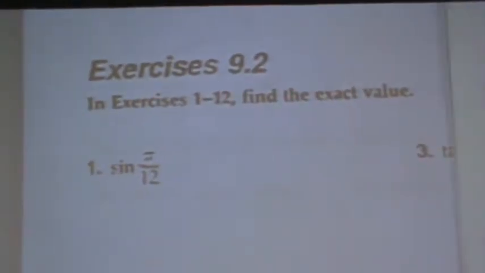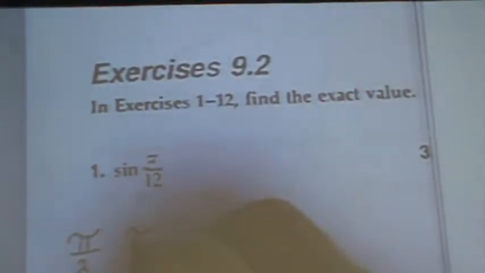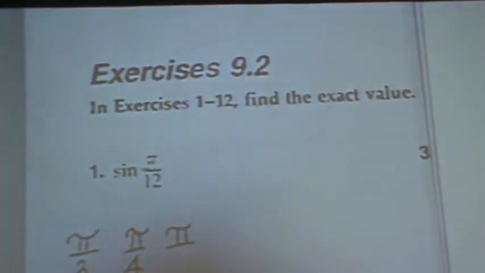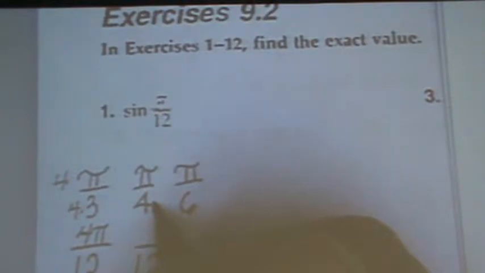So what you need to do is look at pi over 3. Look at pi over 4. Look at pi over 6. And let's convert these to 12s. All of them have to be converted to 12s. So if you multiply this by 4, you have to multiply this by 4. So this would be 4 pi over 12. Multiply this by 3, this would be 3 pi over 12, and by 2, this would be 2 pi over 12.